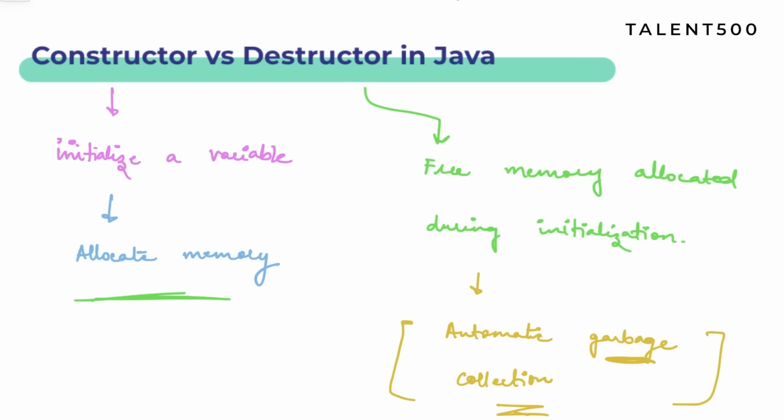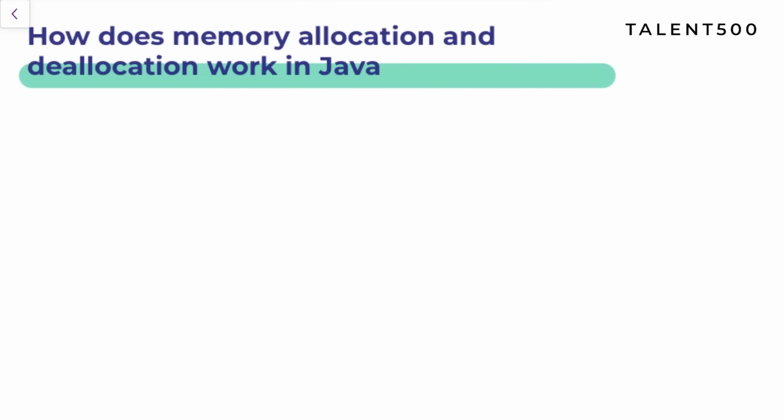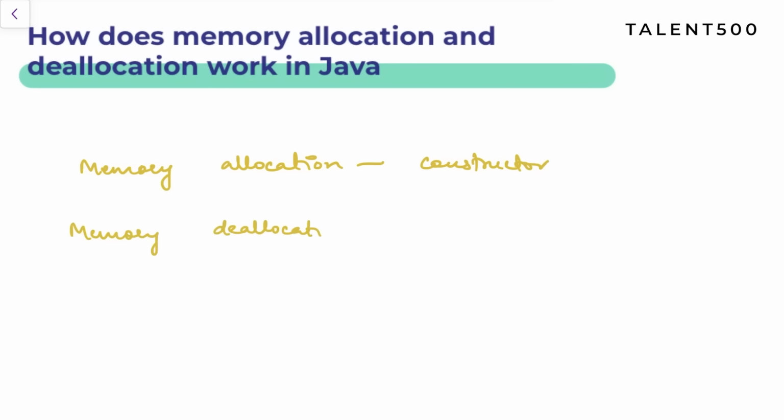Okay, now let's move to the next slide. The next one is how memory allocation and deallocation work in Java. So basically we will be needing constructor and destructor. Why do we use them? So that we can handle memory allocation and memory deallocation effectively. For memory allocation, we need a constructor. For memory deallocation, we will be needing destructors.